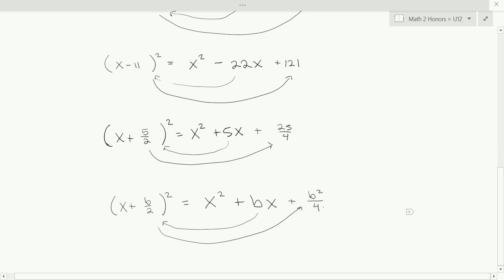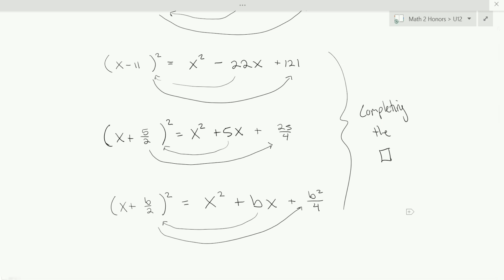And so this is the process of completing the square. Everything we've been doing here is what we call, mathematically, completing the square. And completing the square is used for lots of things, but one thing it's used for is to go from standard form to vertex. So we're going to put a pause on this. We'll come back to this when we need to.